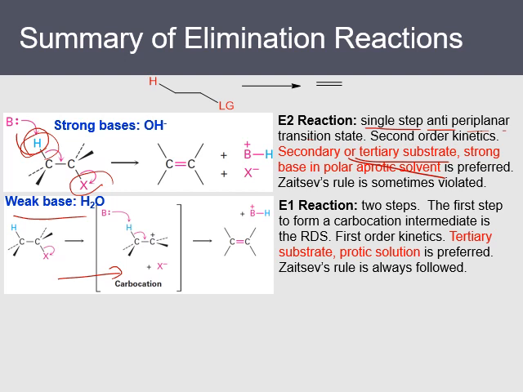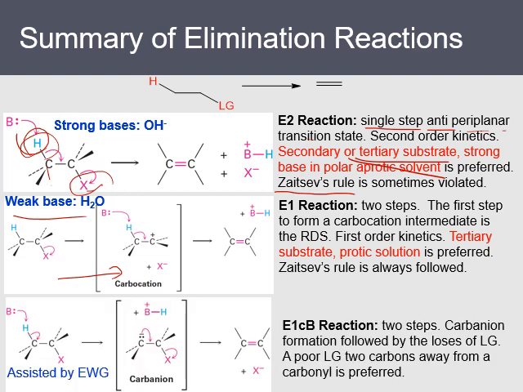Now because of the anti-periplanar transition state, sometimes Zaitsev's rule is violated, because the most highly substituted alkene sometimes requires the hydrogen and the alkyl halide to be on the same side, which is against the anti-periplanar requirements.